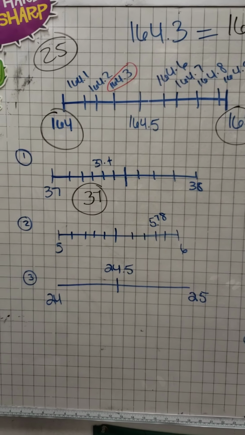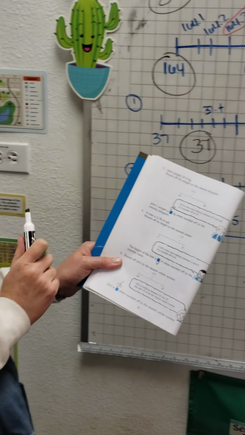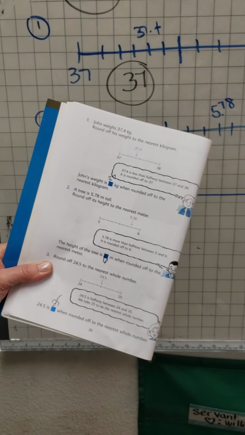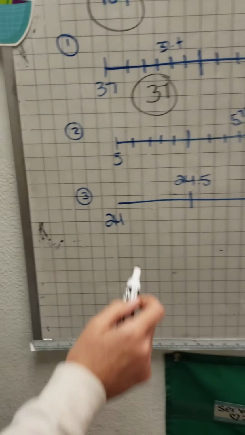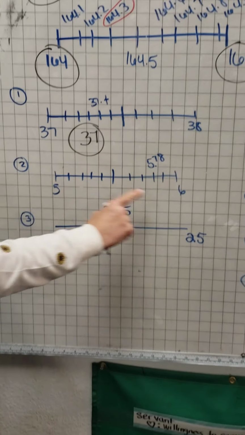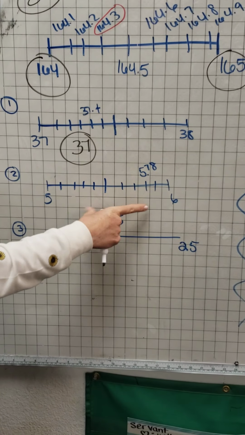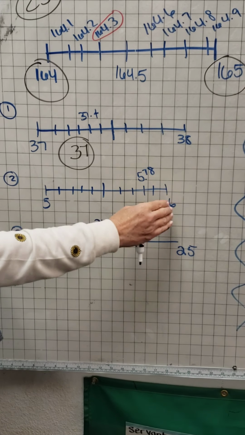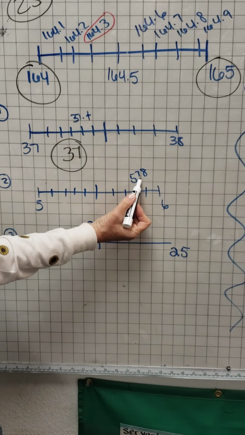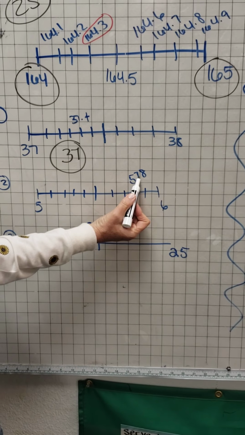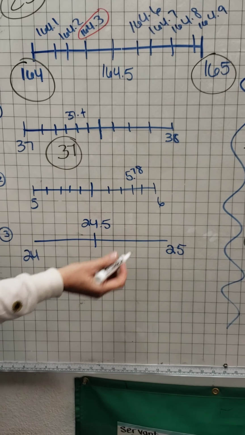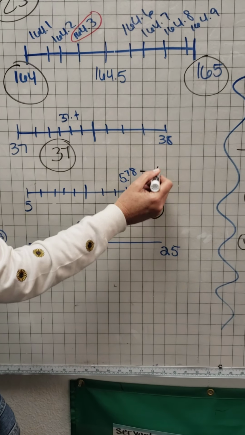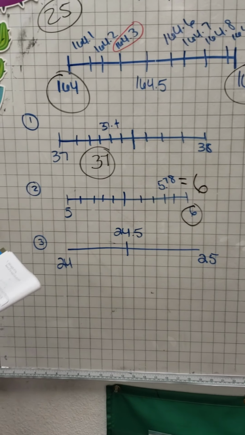All right, number 2, it says a tree is 5.78 meters tall. Round off its height to the nearest meter. So here we go. 5 and 6 are our whole numbers. 5.78 is much closer to 6. 7, we would round up. So it's much closer to 6. So that would round to the whole number 6.